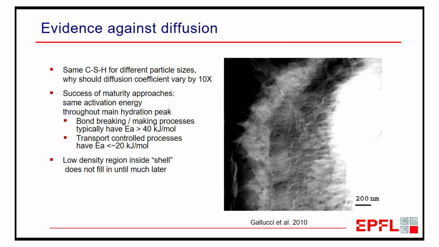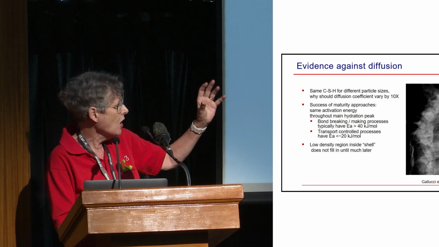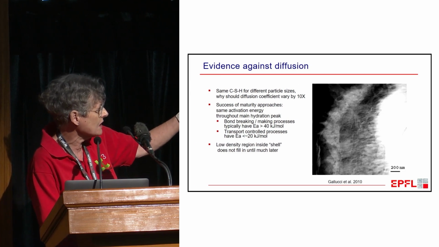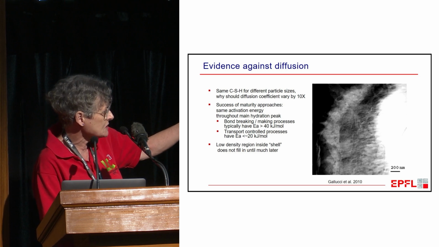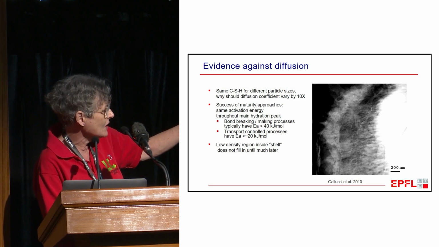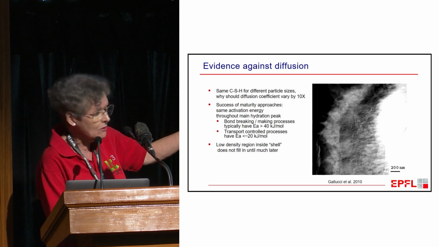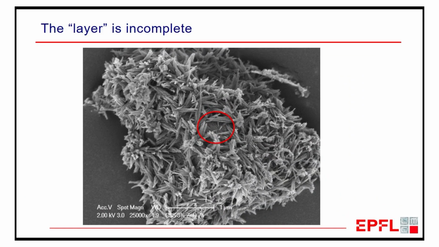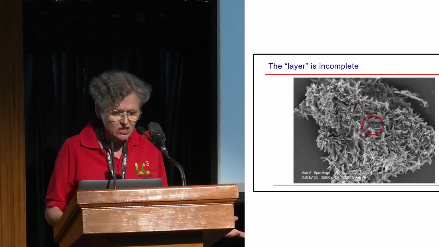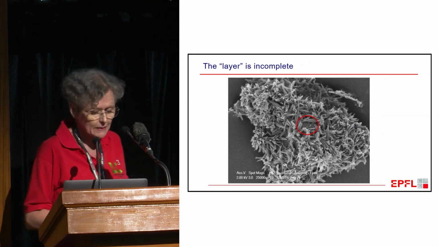Here we see this CSH. You can see how holey it is. It's quite easy for things to go through this layer. And in fact, we form this big gap behind the layer. So this is the cement grain, and here we've got this gap. And here's another picture where we can see these CSH needles, and you can see there's a big hole. So it's not actually a continuous layer at all.